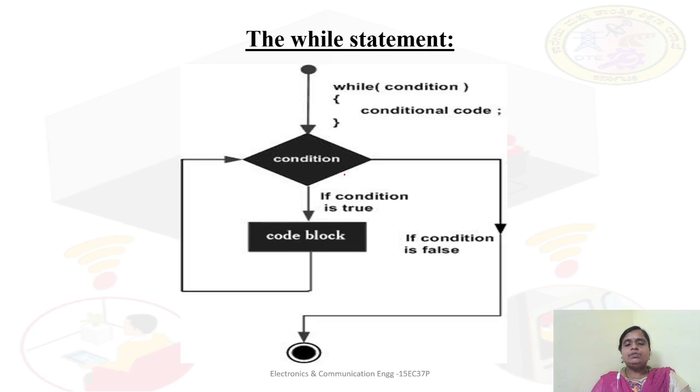Now we will start with the first one, that is the while statement, the simple one. Here I have both the syntax and the flow chart for your while loop. While condition: if this condition is true, then it is going to execute this code. You can see here the condition is being tested. If the condition is true, then it goes through the code block, and then again it goes back to testing the condition. When this condition becomes false, it directly comes out of the loop.